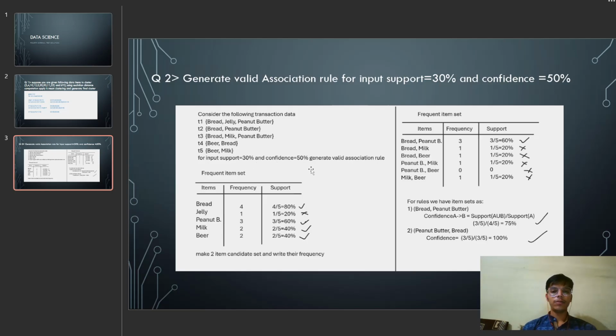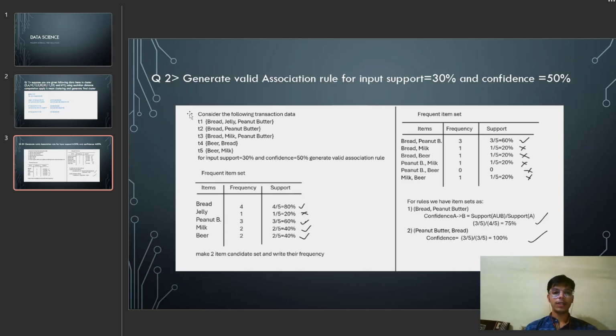And so we will have to generate a valid association rule for input support equal to 30% and confidence equal to 50%. So now what items do we have? We have bread, jelly, peanut butter, milk, and beer.